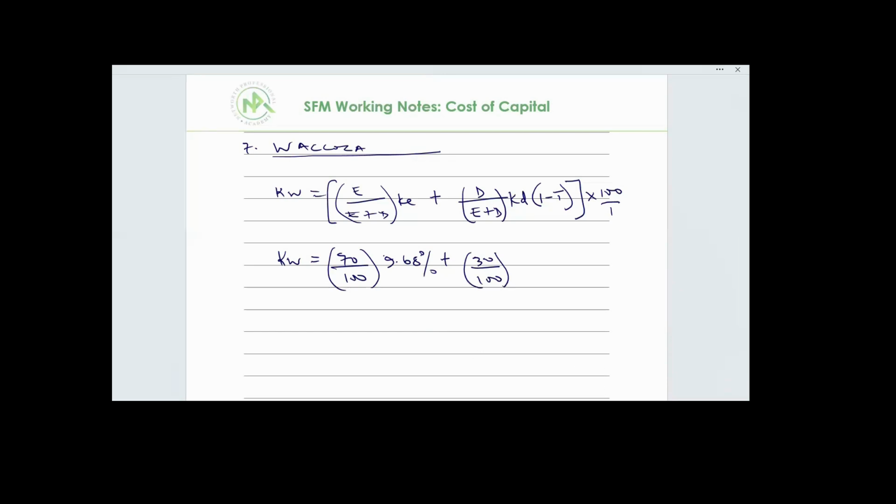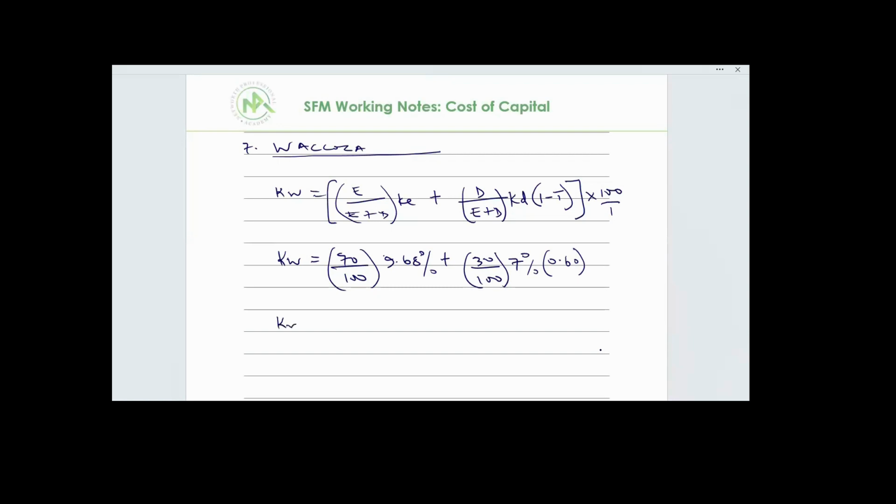Let's go back to the question. The cost of borrowing. In note number 2, you are told that Columbia PLC can borrow at 2.5% above the risk-free rate of return. The risk-free rate of return is 4.5%. 2.5% above 4.5 is 7%. Therefore, cost of debt is 7%. Tax is 40%, so we are accounting for 60.